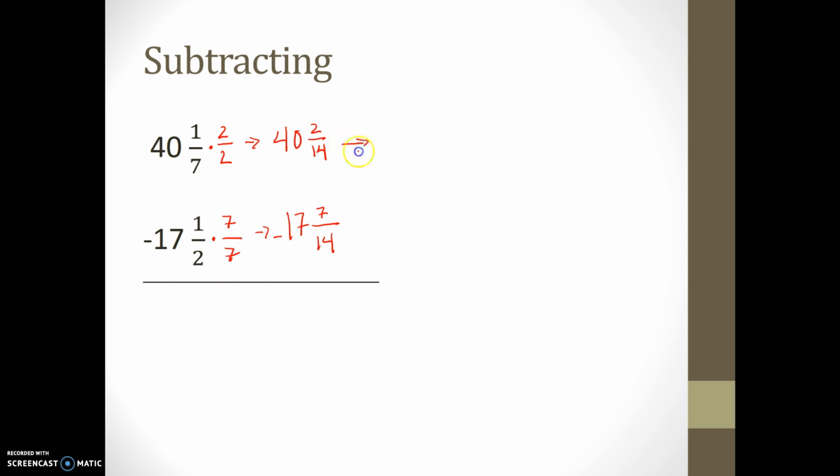Okay, so I'm going to regroup my minuend. I'm going to take 1 whole out of 40, so that's going to give me 39. Now, since I'm working in 14ths, I'm going to make that whole in 14ths, and I'm going to write it as 14/14.